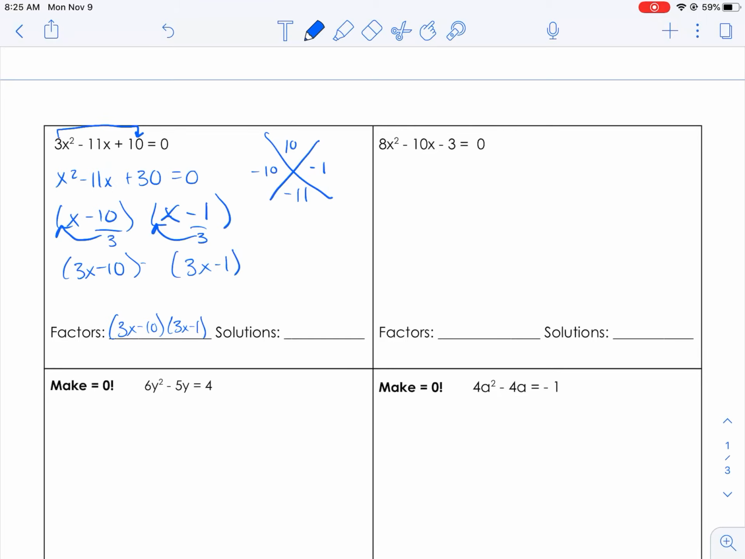And if we solve, we're going to set both of those equal to 0. So for this one, I'll add 10 on both sides. 3x equals 10. And x is going to be 10 over 3. And for the second factor, we're going to add 1 on both sides and divide by 3.